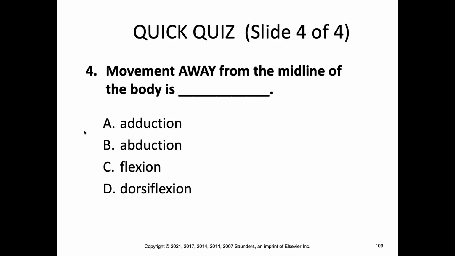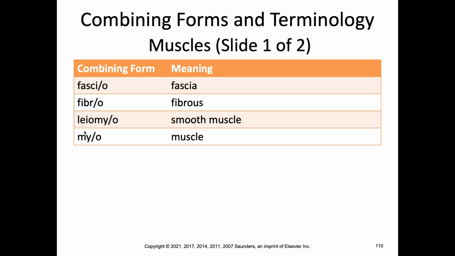And a quiz question. Movement away from the midline of the body is, and this is away, takes us right back to chapters 1 and 2, where we were learning this information, as well as 3 and 4 with suffixes and prefixes. On to combining forms. Our equation is combining root plus combining vowel equals combining form, and we have some here.